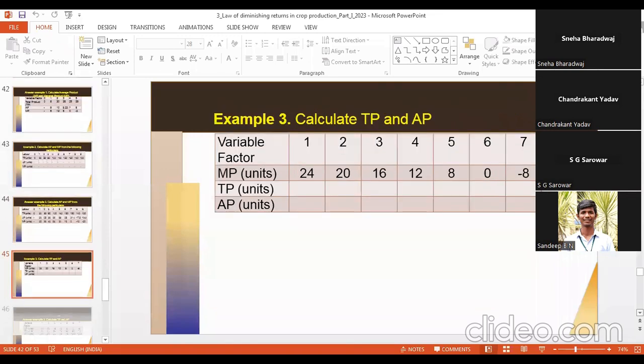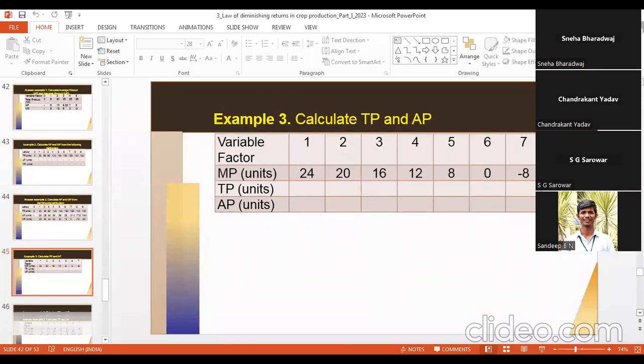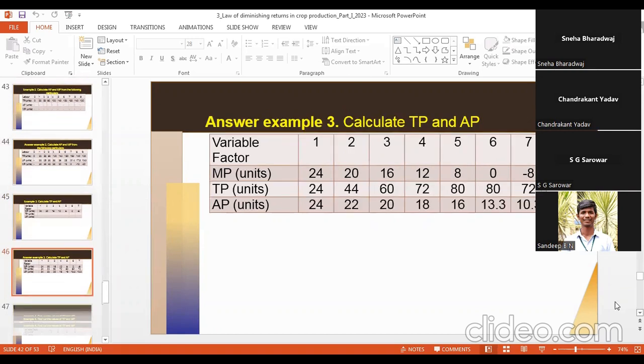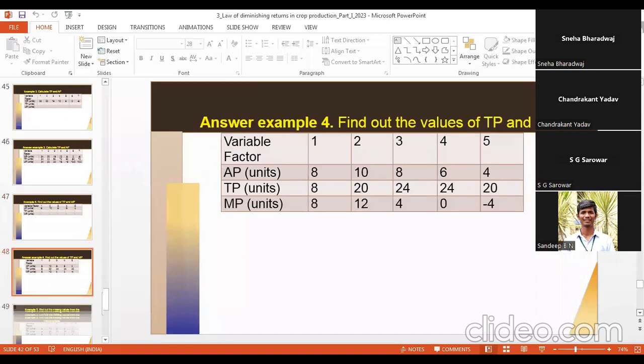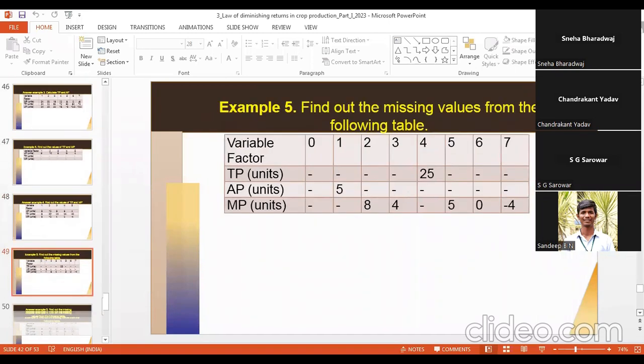Answers are also given. Now, next is calculate TP and MP. So here you can calculate the TP and AP, total product and average product. I think you can do it. This is a simple exercise. So in the first column, you will write 24 and then go on adding and calculate the average product. So this is how you will find the answer. And then find out the values of TP and MP here. And answers are given. So please do some practice.